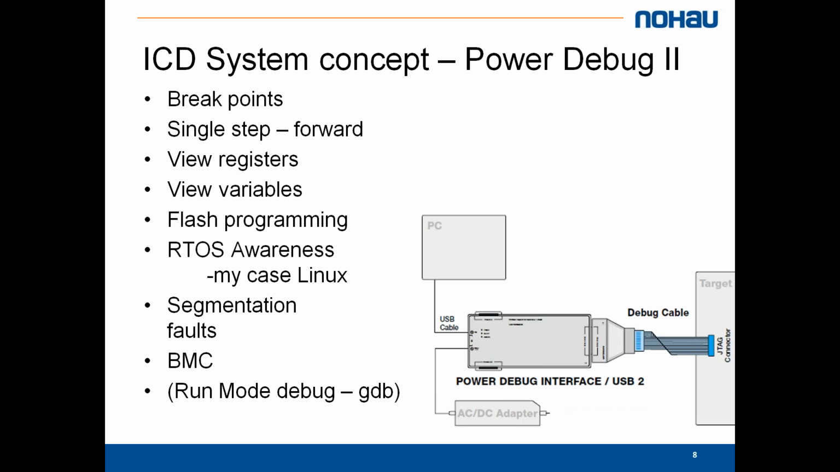So this is what I can do with the debugger. I can put breakpoints, I can single step forward, I can view the memory, so registers, peripherals, variables. I can do flash programming. I have my RTOS awareness, so I will use Linux because I'm running Linux on my target. I can trap segmentation faults, and I can do something called benchmark counters, which is specific for Cortex-A. I will talk about more of that later on in the presentation.